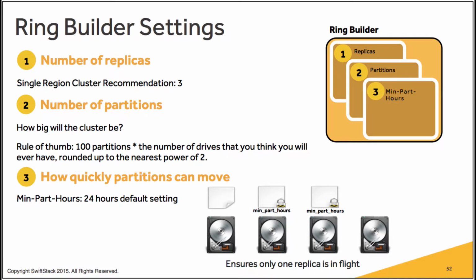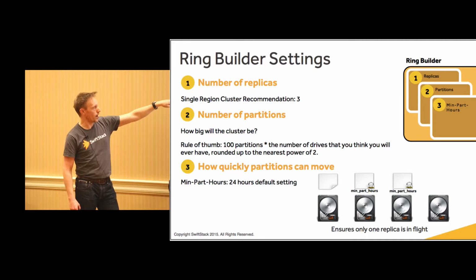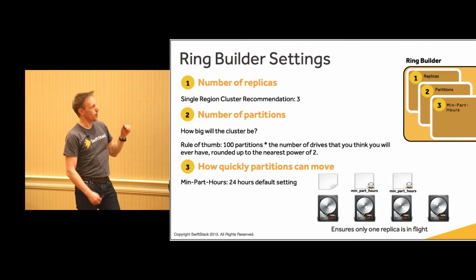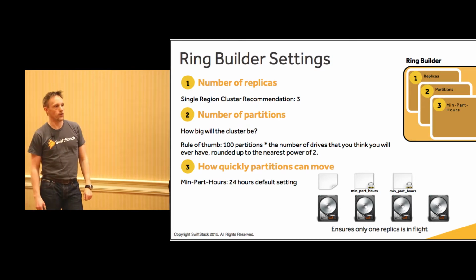Here are the 3 things that a ring needs. You need the number of replicas. You can change those. You can set them to 3 to begin with, and then you can go in and change that and recompute the rings, and that's fine. Then you can say number of partitions. Here's where this question comes in. How big is this cluster going to be? You can probably guess double what you think it will be, and you'll be just fine. So if you think that you're going to grow to 50 petabytes, let's pretend you're going to do 100. The rule of thumb is 100 partitions times the number of drives that you think you'll ever have, rounded up to the nearest power of 2, and that will basically create the full partition size of the cluster.